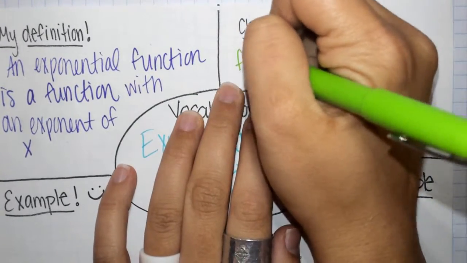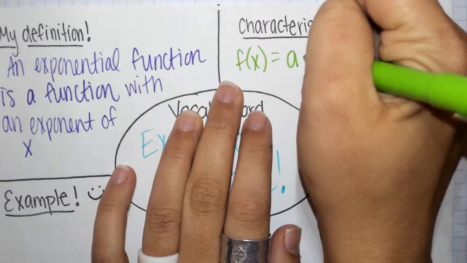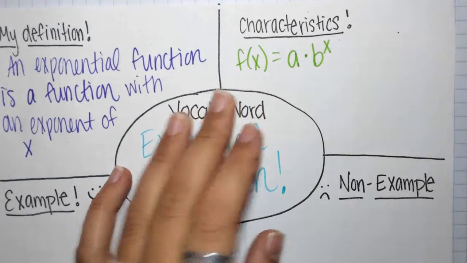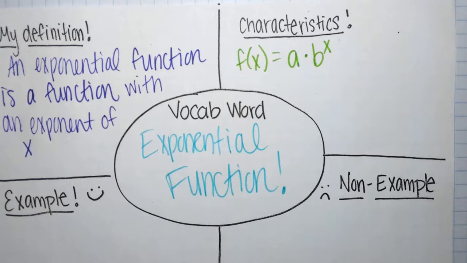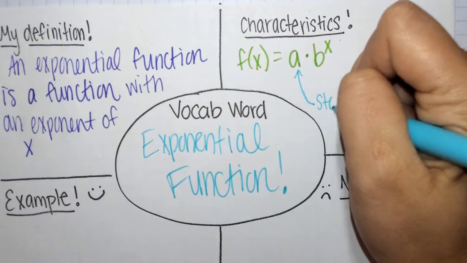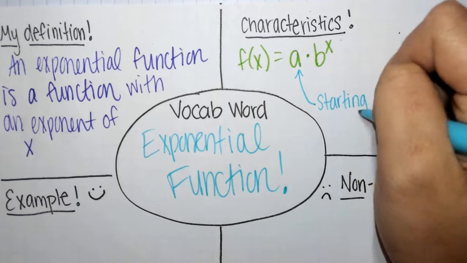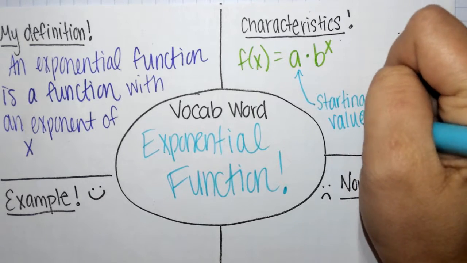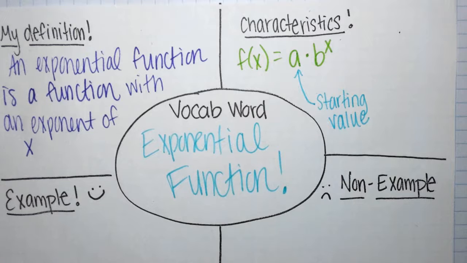Alright, so it looks like this. We would say f of x equals a times b to the x power. Now, a is usually 1, but it changes our function. This is our starting value. It tells us where we start. If it was a 3 times the exponential function, then we would start at a different place. Does everybody understand so far? Now, if it's a growth, what does b have to be?